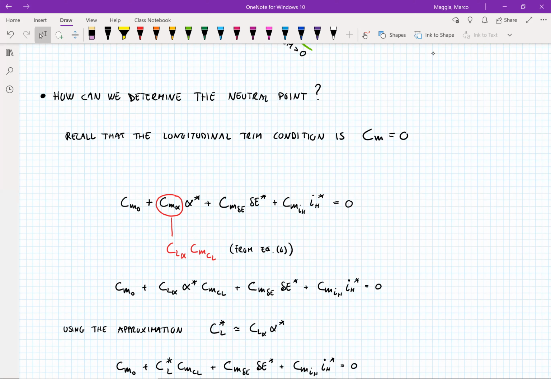Well, now we have to derive a couple of equations, and then we're going to get to the more practical things. So let's start by recalling the trim condition. The longitudinal trim condition is simply Cm equals 0. So expanded in all its coefficients, we have Cm0 plus Cm alpha times alpha star, and so on and so forth, but everything equal to 0. Now we're going to substitute the value of Cm alpha with what we just found up here.